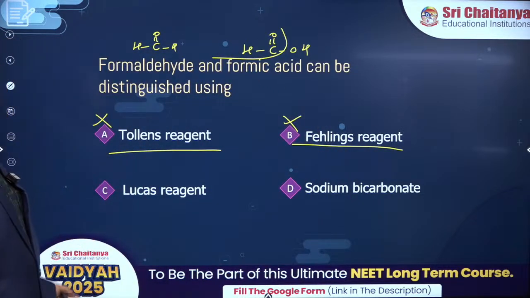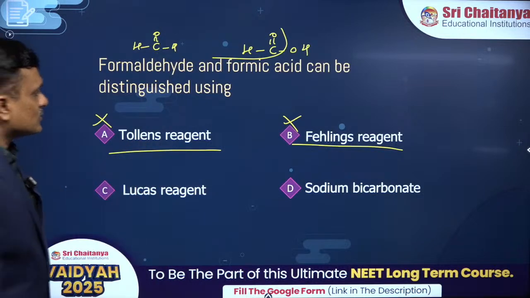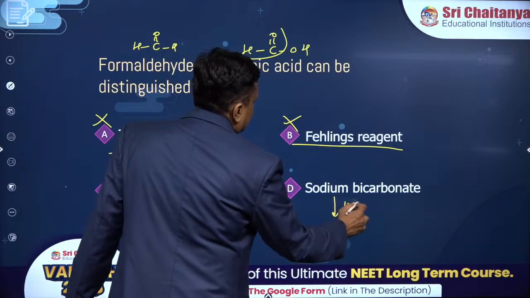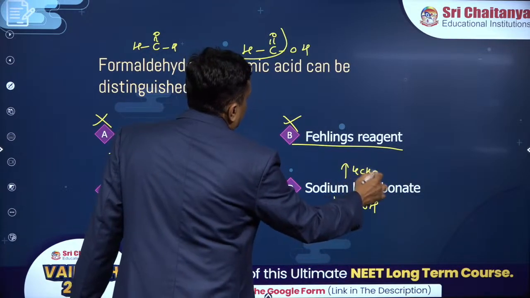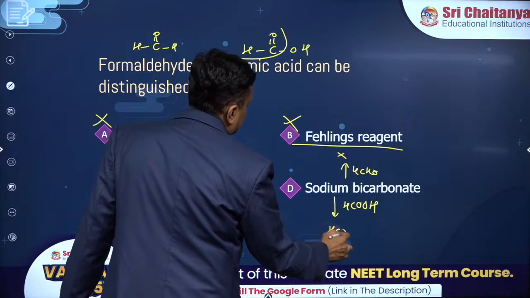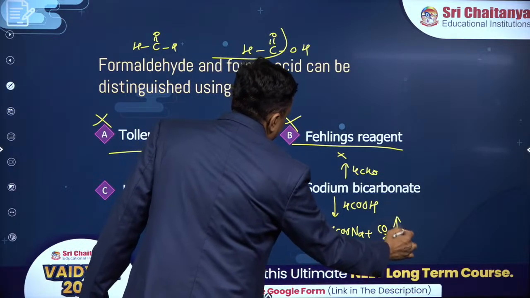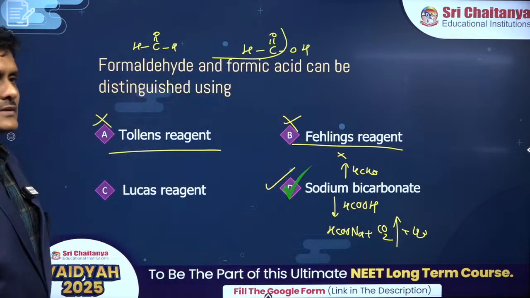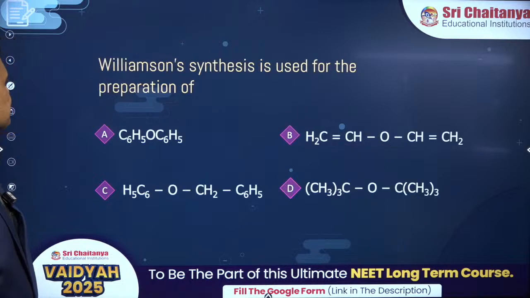Lucas reagent cannot be used for both. Lucas is meant for alcohols. What is the answer? Sodium bicarbonate, because you know that it's a mild base which will react with only formic acid but not formaldehyde. You know that you will be getting HCOONa plus CO2 effervescence. So right answer should be sodium bicarbonate. Made a mistake. Priya is correct.